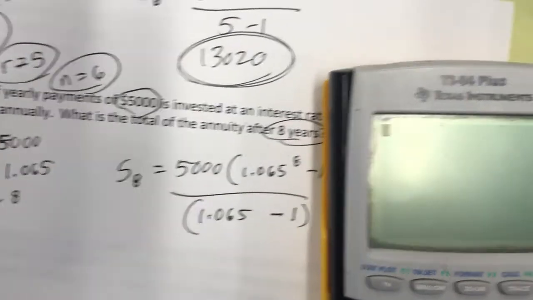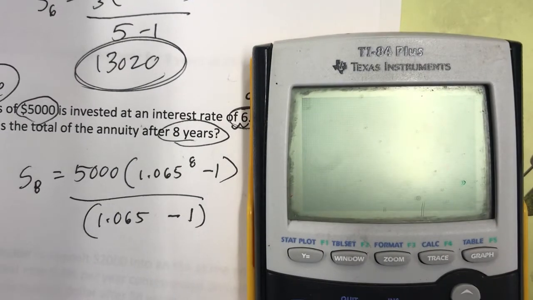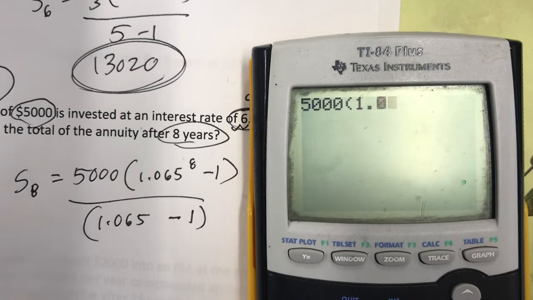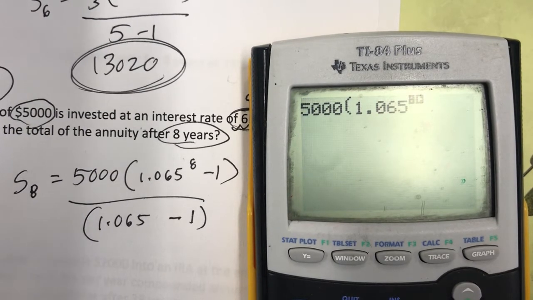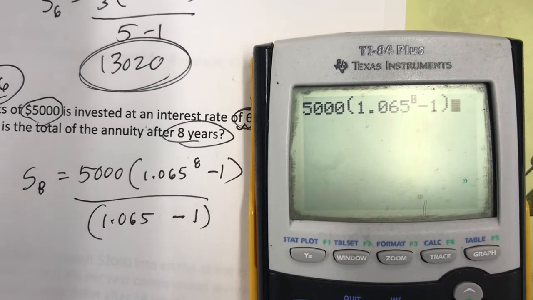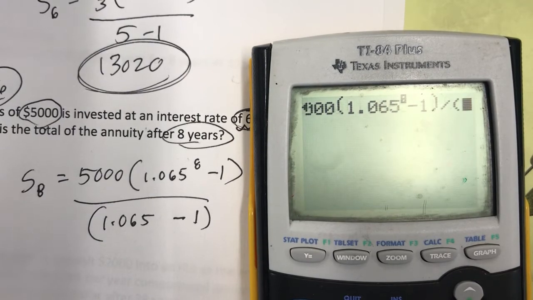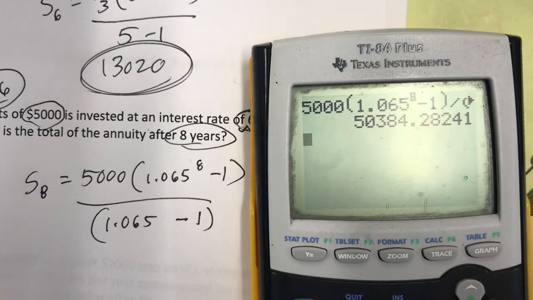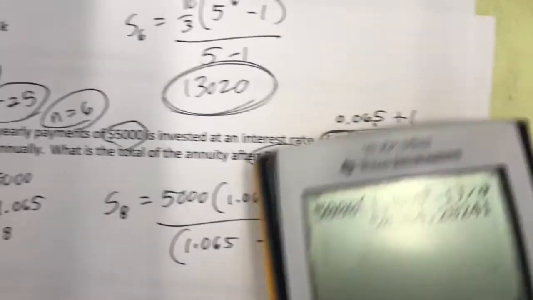So let's see here. Get it moved over so you can see it better. 5,000, then I have 1.065 to the 8 power minus 1. Then divide by, and then down here I got 1.065 minus 1. And there you go, $50,384.